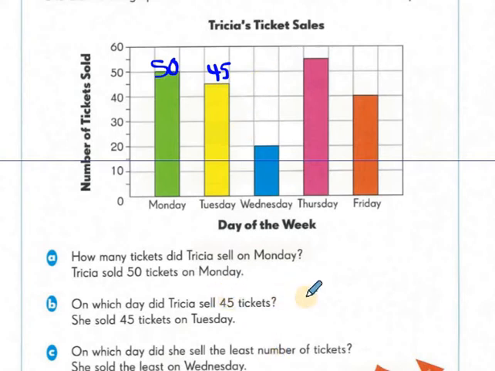So 45. On which day did she sell the least number of tickets? Well, that's clear. It's Wednesday. The bar is shorter, so it's Wednesday. And I can see that the quantity is 20, just in case I'm asked that question.